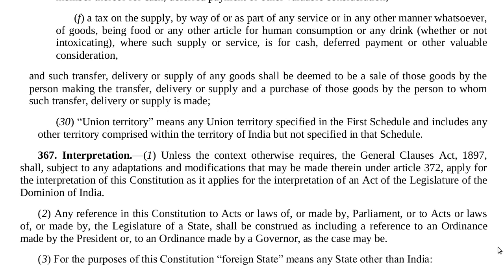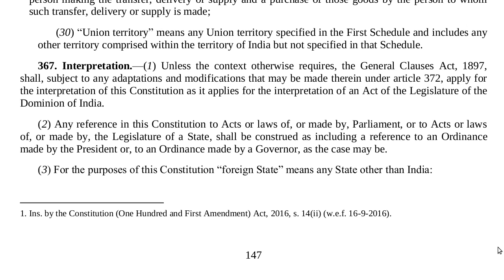30. Union Territory means any Union territory specified in the First Schedule and includes any other territory comprised within the territory of India but not specified in that Schedule. Article 367. Interpretation. 1.